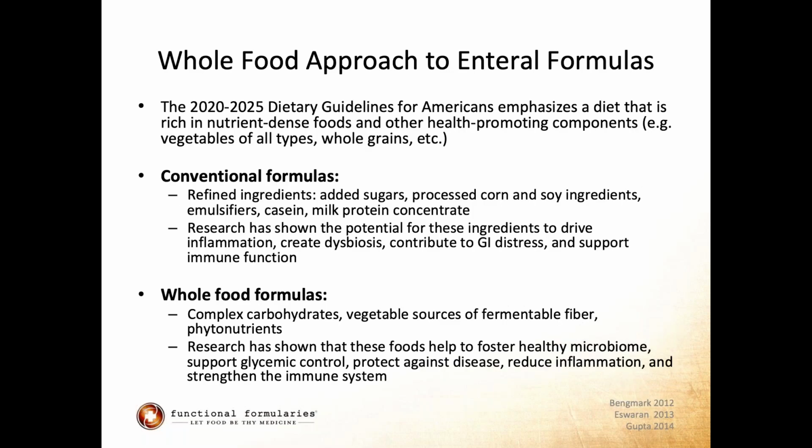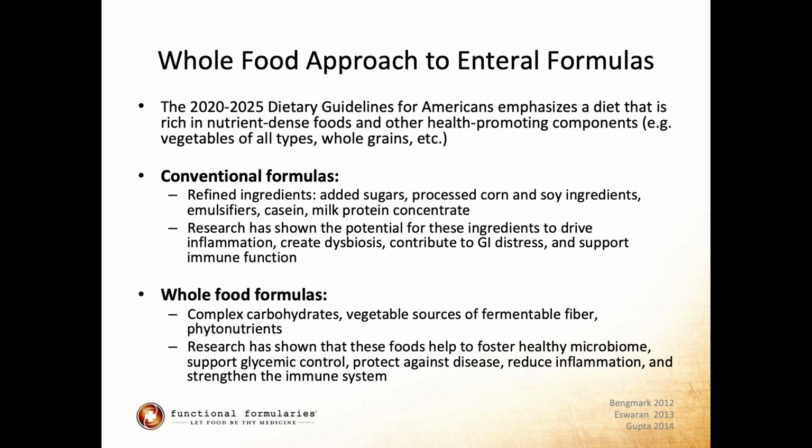So the Dietary Guidelines for Americans, the most recent DGAs, were just launched for the 2020 to 2025 period. And they're not all that different from the previous 5 years. The Dietary Guidelines continue to emphasize a diet pattern that is rich in nutrient-dense foods and other health-promoting components. Yet the quality of standard formula options for those on feeding tubes has been far below the established recommendations for healthy individuals. The majority of commercial enteral formulas on the market today are largely comprised of inexpensive, highly refined ingredients.